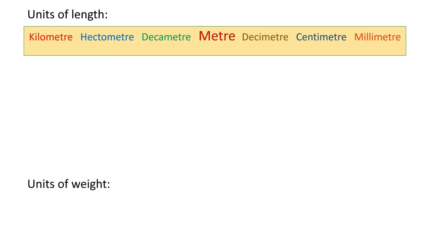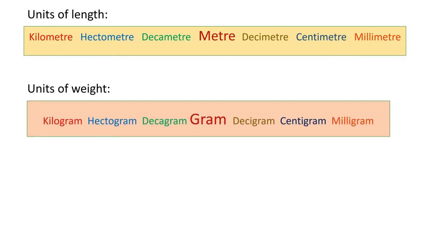Now taking weight. Again, there are so many units of weight, but the standard unit is gram. The other units are milligram, centigram, decigram, gram, decagram, hectogram and kilogram. Here also, when we move from right to left, the units are becoming 10 times larger.